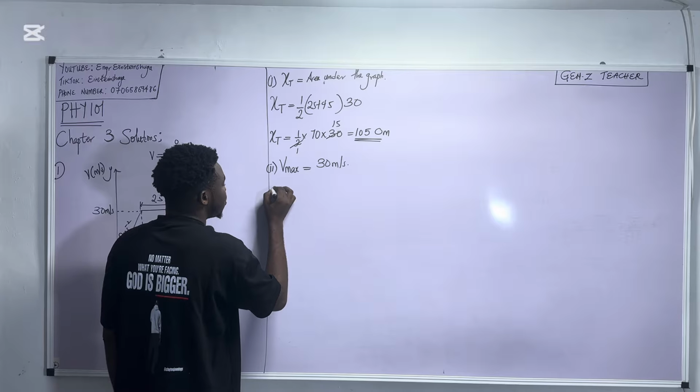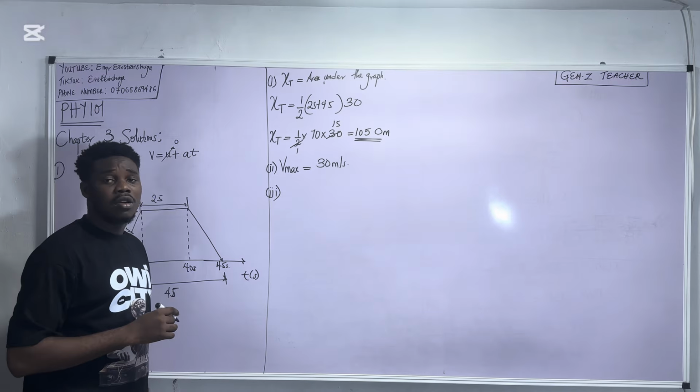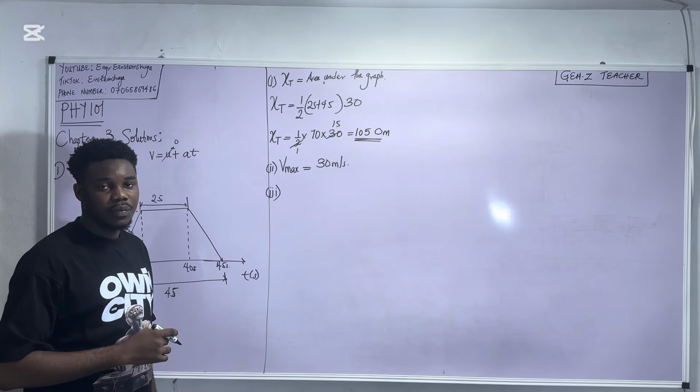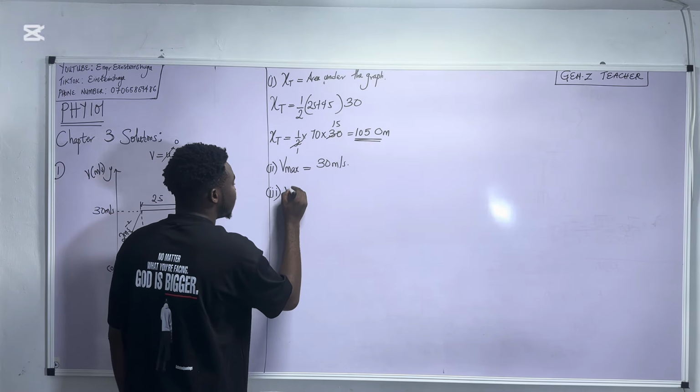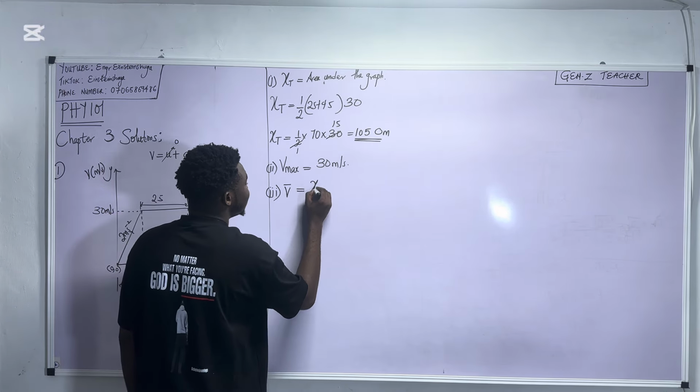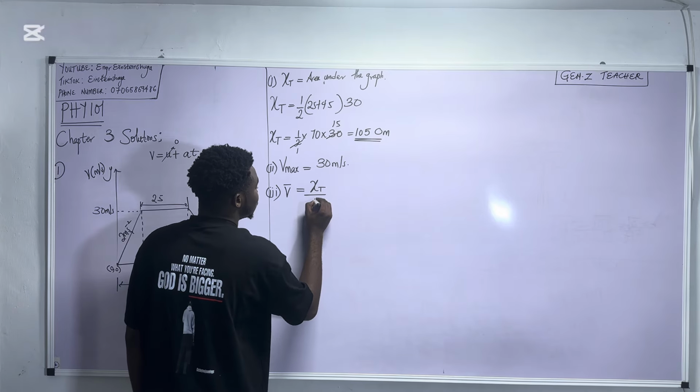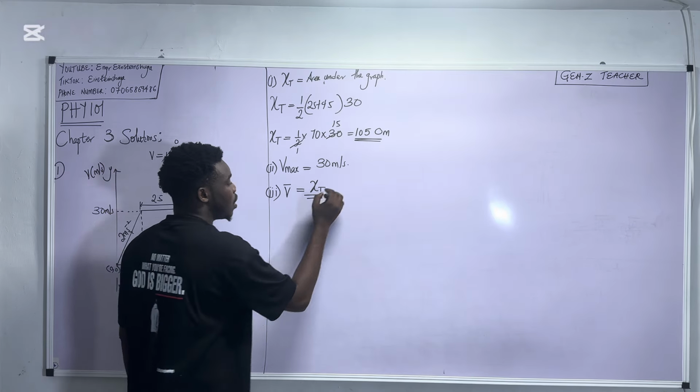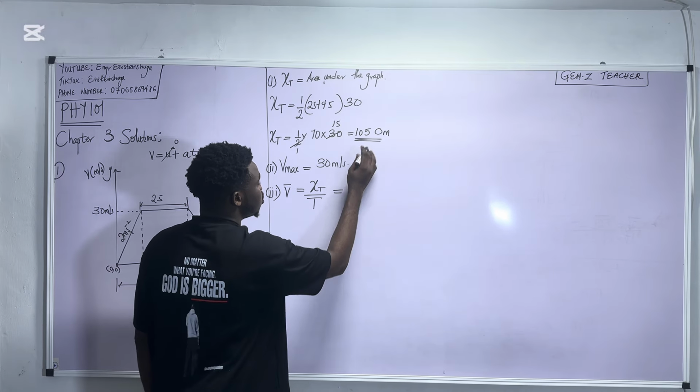Now question number 3 says calculate the average velocity. Recall, average velocity is equal to total distance traveled over total time taken. Now what is the total distance we just calculated?